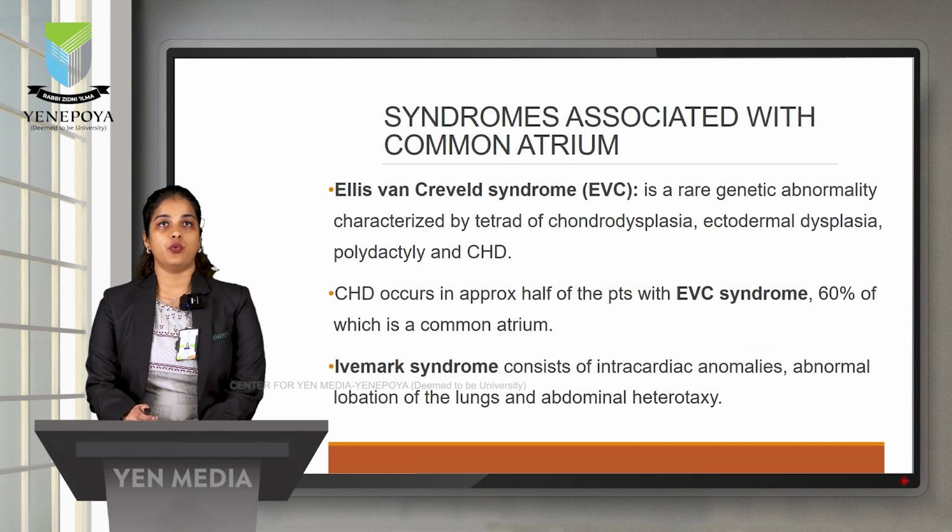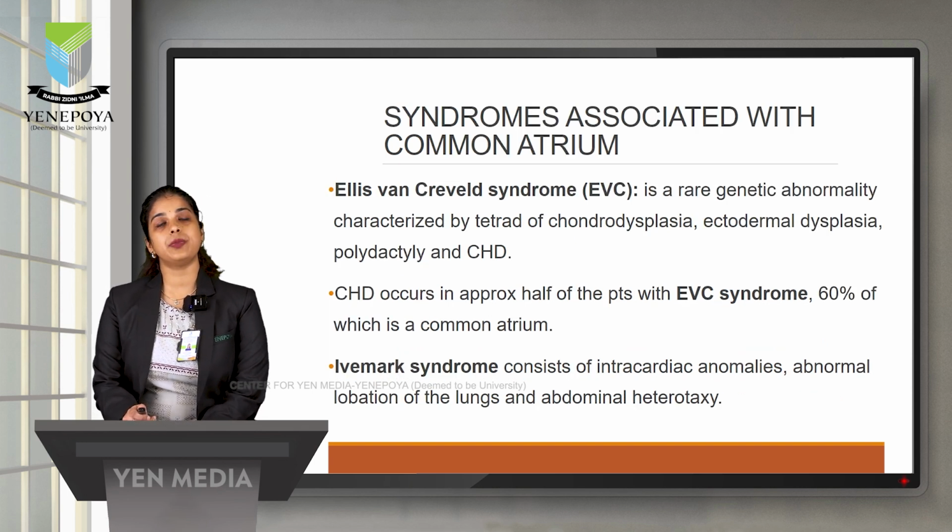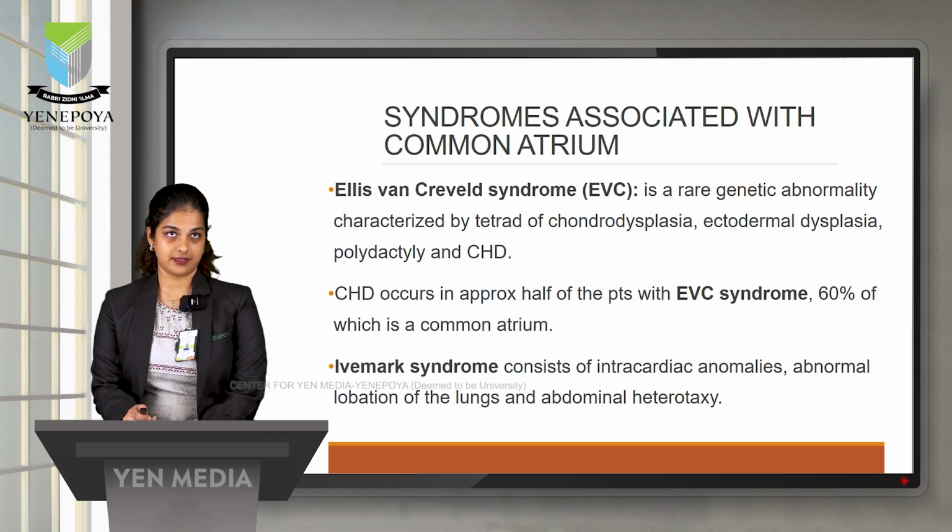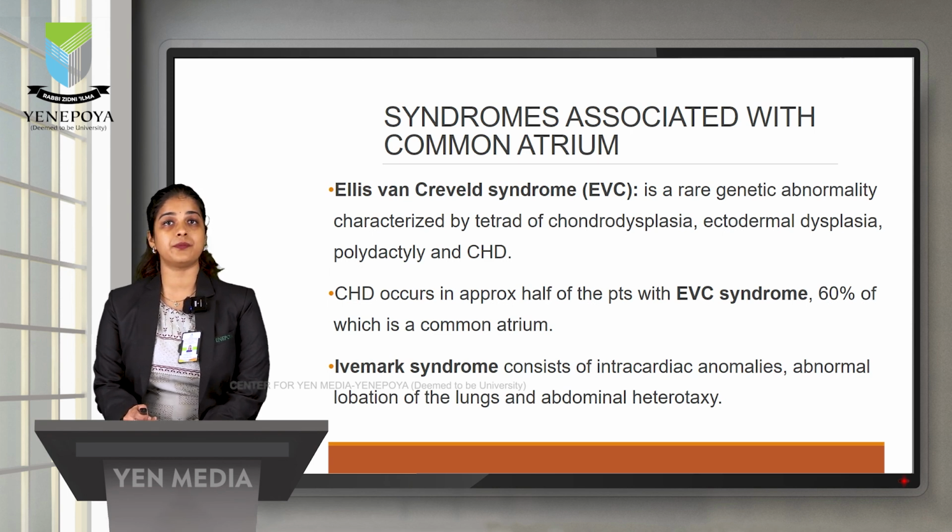So next is a syndrome. As I already told, it can also be present along with the syndrome called Ellis-Van Creveld syndrome. It is a rare genetic abnormality which is characterized by a tetrad of chondrodysplasia, ectodermal dysplasia, polydactyly and congenital heart disease. So Ellis-Van Creveld syndrome is a condition where there will be 4 abnormalities.